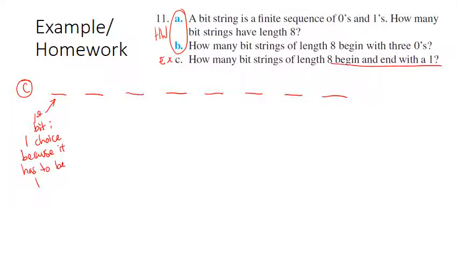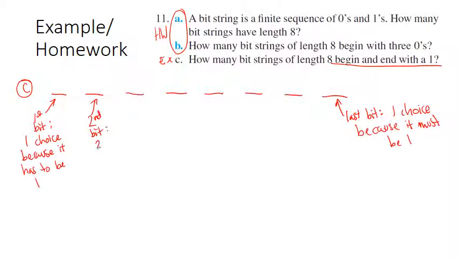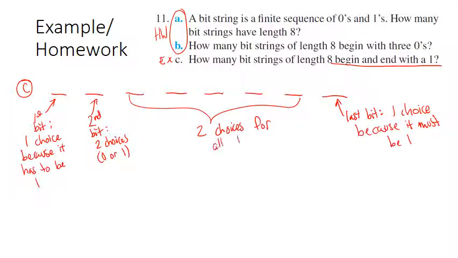It begins and ends with a 1. So likewise for my last bit, I'm also going to have just 1 choice because it has to end with a 1. Okay, so then what about these ones in the middle? So like for the second bit, how many choices do I have? So I actually have 2 choices here. I can put 0 or 1, okay? And then for all the rest of these, I'm going to have 2 choices as well. Either a 0 or a 1 for all of those.